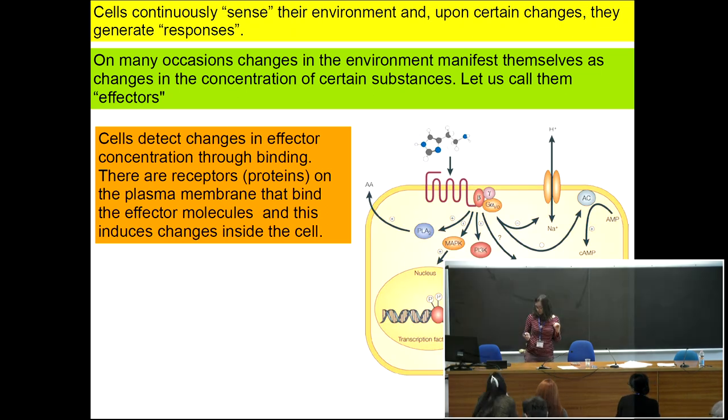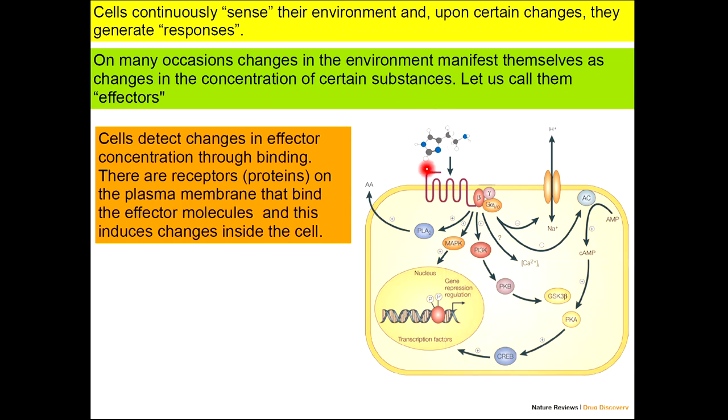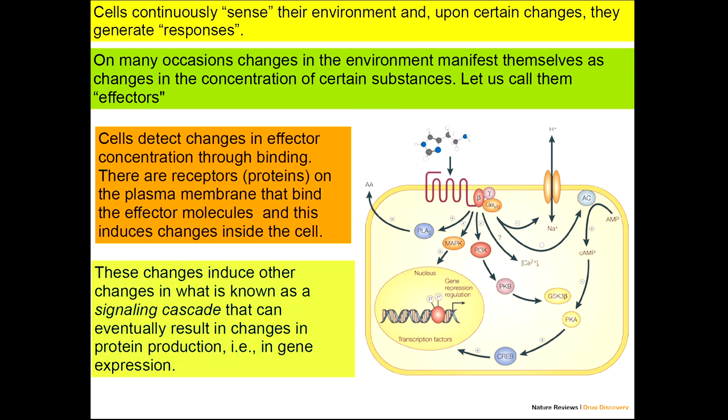This is a scheme. So this is the receptor. The receptor is a protein that transverses the membrane of the cell. That's called a transmembrane protein. So part of it is outside the cell, part of it is inside. And that's why it can relate what's happening in the outside to what's happening in the inside. Once something gets bound to the receptor, it can change its conformation, and it can induce changes inside the cell. And that generates what is called a signaling cascade, which is further changes that induce changes and so on.